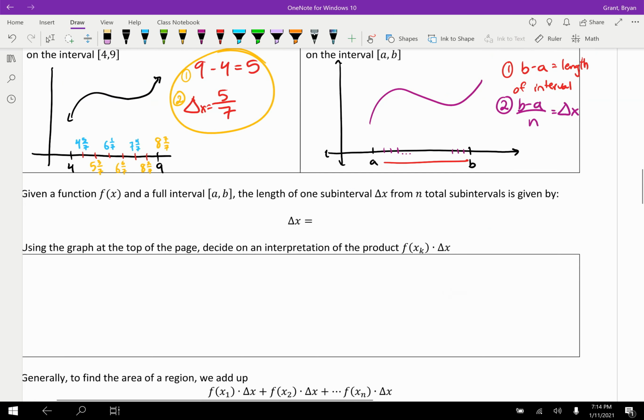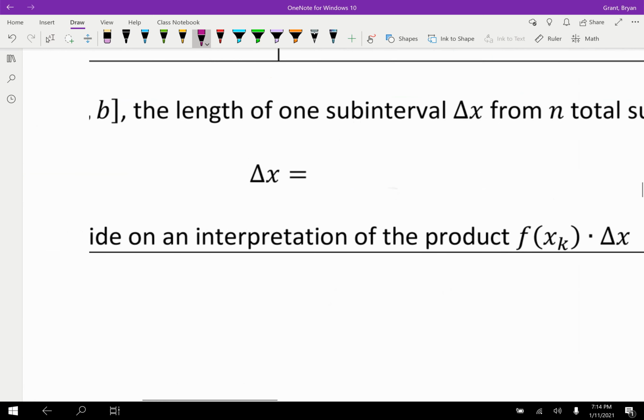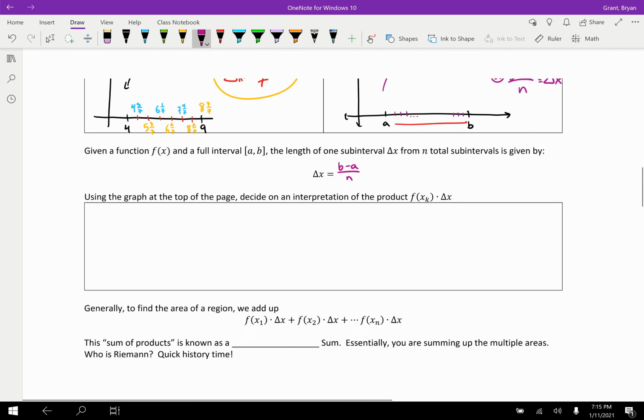Now, with that generic example, we are going to define delta x, and you've seen the definition, we just did it. But it's one that is used everywhere for the next few weeks. So the length of one subinterval from n total subintervals is given by b minus a, the length of the total interval, divided by the number of subintervals you would like.